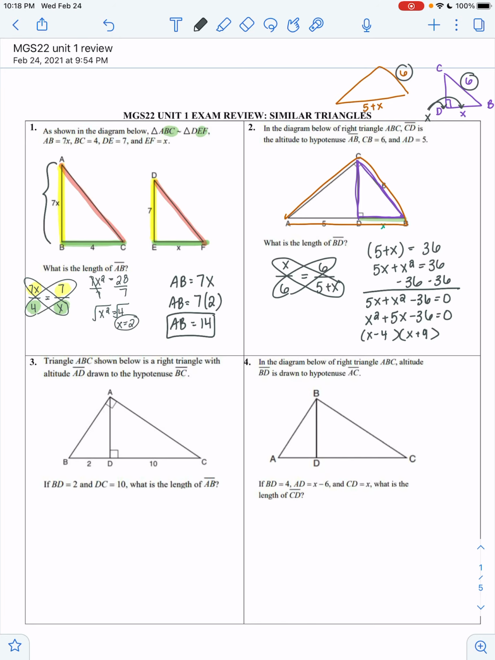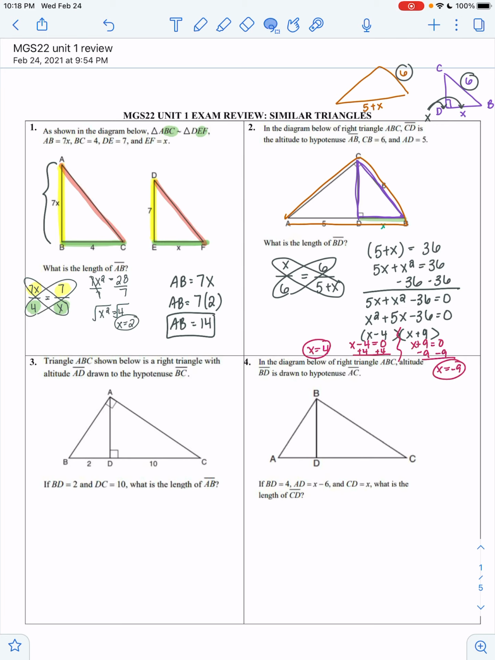Remember from algebra, at this point, we're going to separate into two equations. x minus 4 is equal to 0. x plus 9 is equal to 0. On my left side, add 4 to both sides. You get x equals 4 is a solution. And then on your right side, you're going to subtract 9 from both sides, and you get x equals negative 9 as a solution.